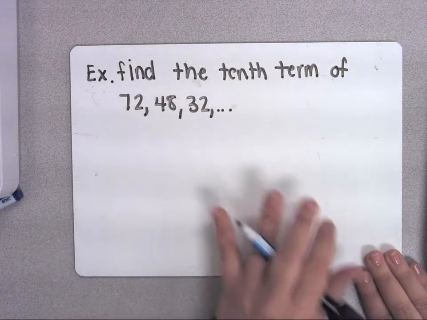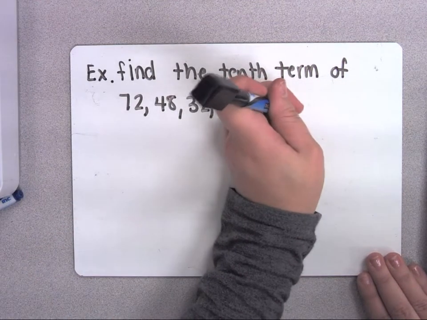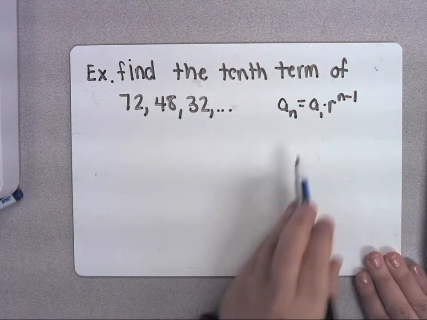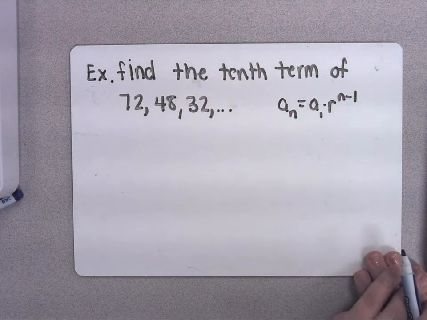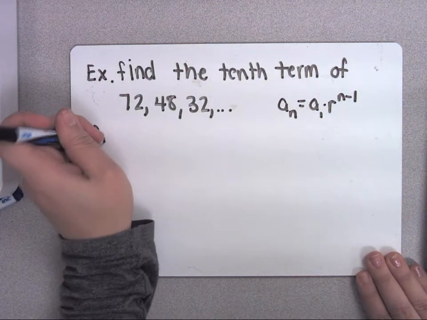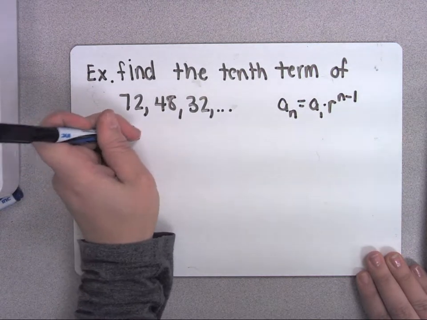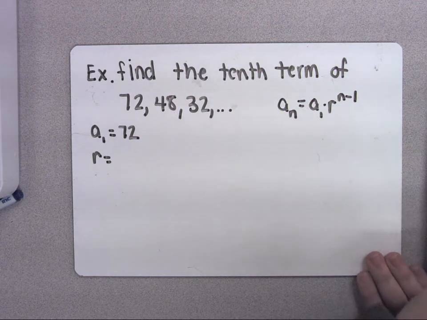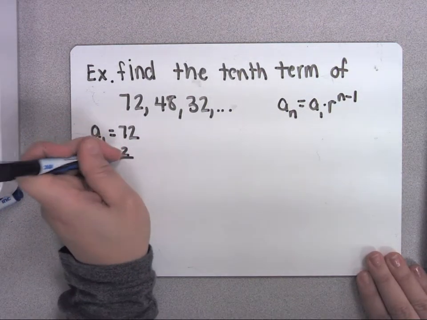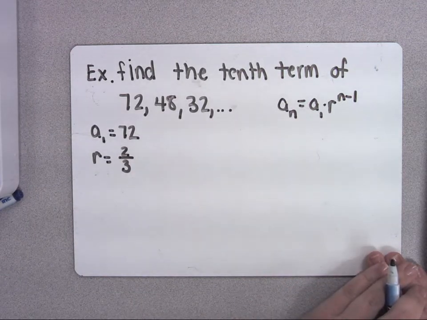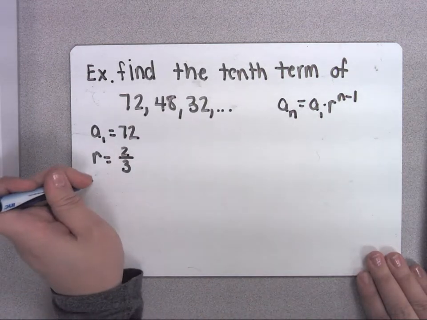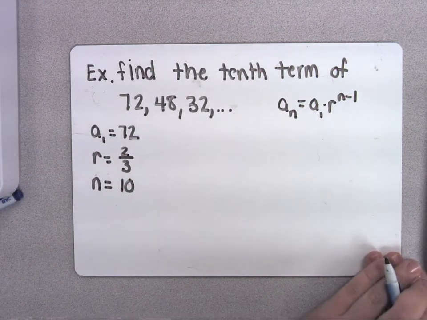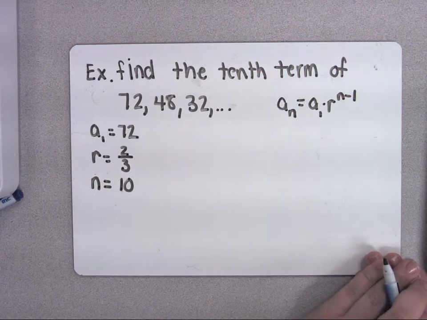So we need to gather information we know. As a reminder, I'm just going to write down the formula we have. Now we need things for all but one of those variables. What is a sub 1? 72. What's r? That's the thing we've got to figure out. It is 2/3. So those parentheses are really going to help us when we have fractions, aren't they? Do we know what n is? 10. 10th term means 10. That's enough information, isn't it, to type in our equation?